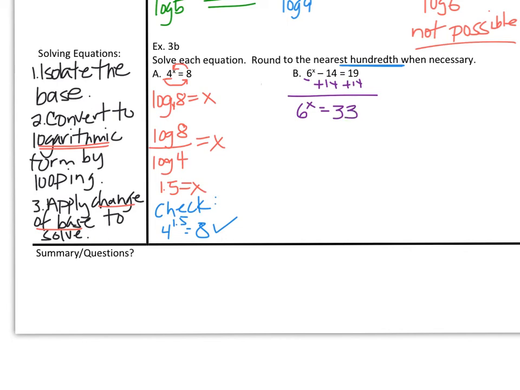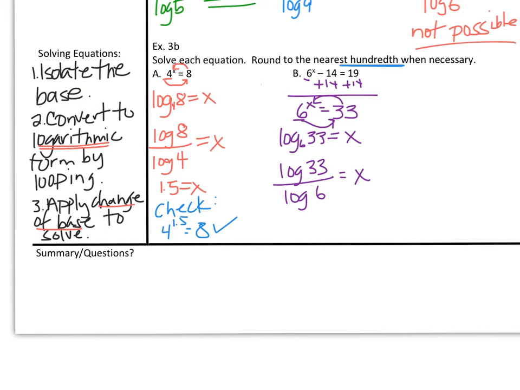Once your base is isolated, go to step 2. Convert to logarithmic form by looping. We start with that log prefix. If our base is 6, our logarithm base is also 6. What are we taking the logarithm of? 33. And the nice thing about this problem, what will it equal? It equals x. Now 6 and 36 would be power chart friendly, but 33 is a little bit smaller than that. Therefore, we'll apply our change of base rule. Log 33 divided by log 6 will equal x.